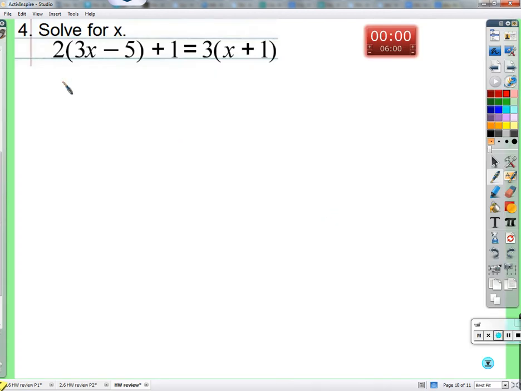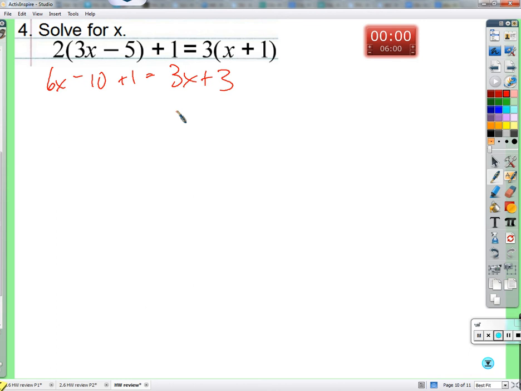All right. What first? What do we do? Ashley? Distribute the 2. 6x minus 10 plus 1 equals 3x plus 3. Now what? Jared? Collect like terms.